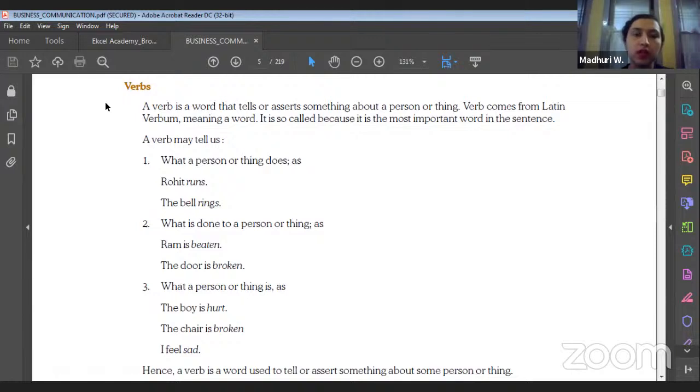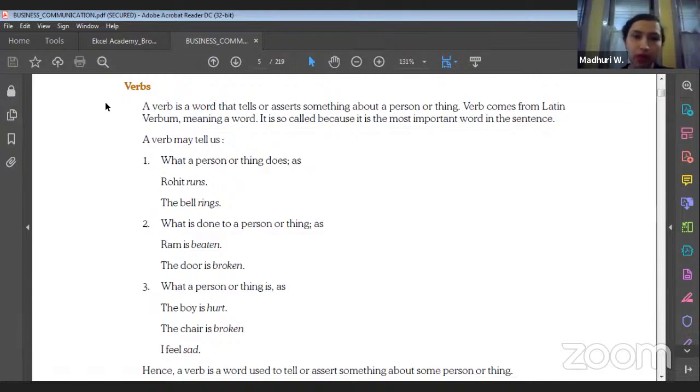Verbs are very important in terms of communication. Why? What exactly is the function of a verb? What does a verb do? Why are verbs so important? Why do you think verbs are the most important words in a sentence? Yeah, think about it. Why do you think a verb is very important, and why is it considered to be the most important word in a sentence? Okay, it conveys the actual meaning. Okay, any other ideas regarding verbs?